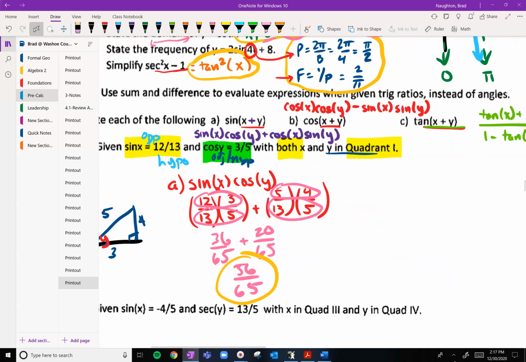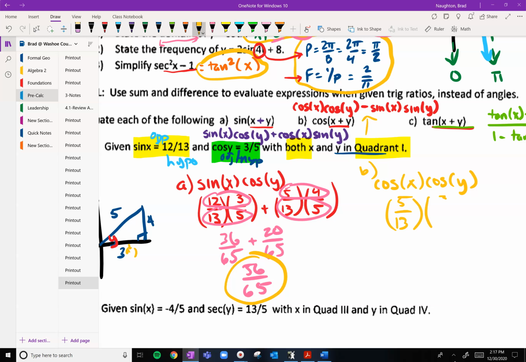So part B is cosine, so we're going to use, obviously, our cosine rule. So cosine x, and then cosine y. So let's go over here. So cosine is going to be 5 over 13. And then for our next one, it's going to be 3, because again, adjacent over hypotenuse, it's 3 over 5. Got to get my fractions all right today. And so this is going to be 15 over 65 again, which is pretty common considering we're using the same triangles.